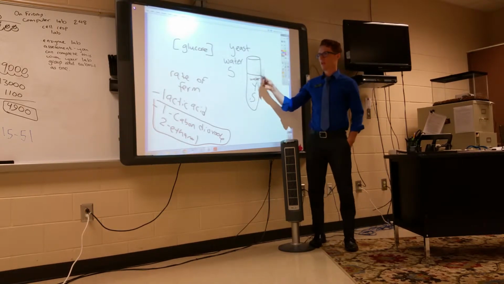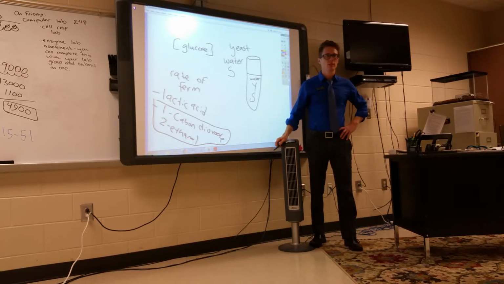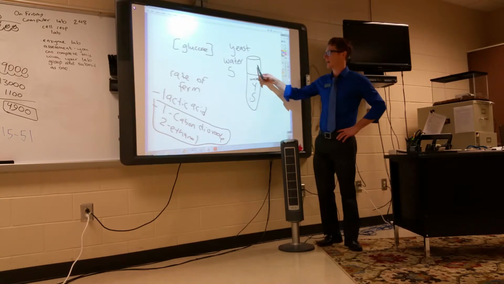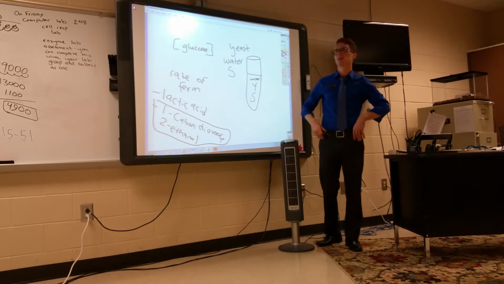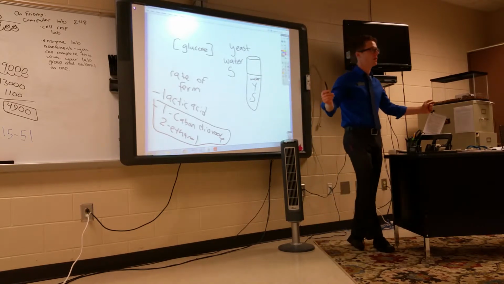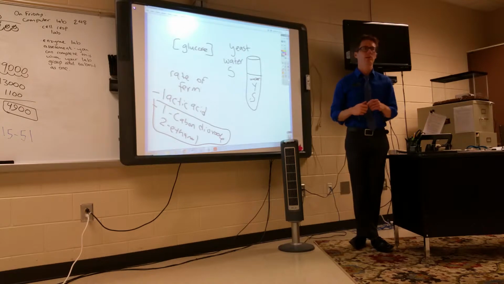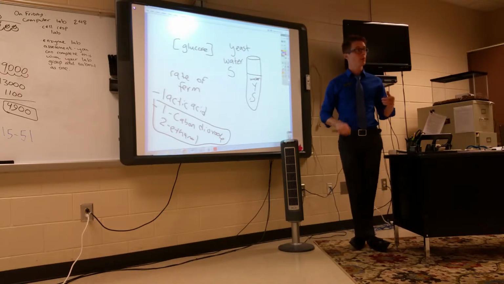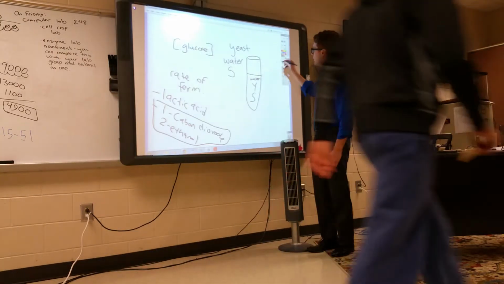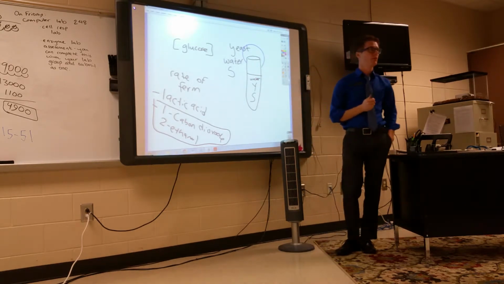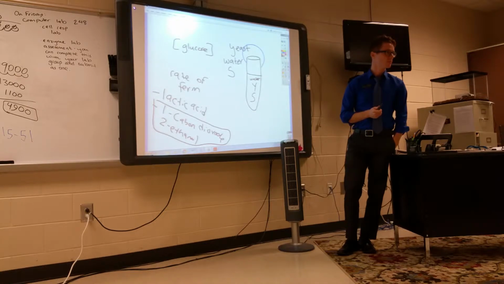So if this is an open container, how are we going to actually measure carbon dioxide production? Isn't the carbon dioxide just going to leave the test tube into the atmosphere? What's something simple we can do to capture that carbon dioxide? We could put a balloon over it. Okay. We could take a balloon and stretch it over the top. What's going to happen to that balloon over time if carbon dioxide is being produced? It's going to inflate, right.